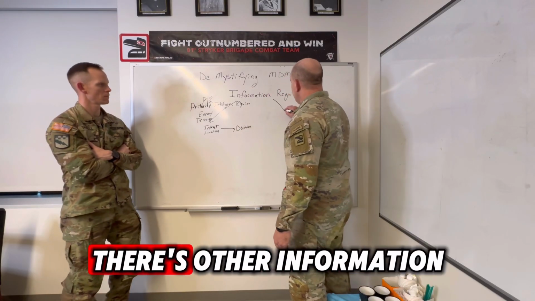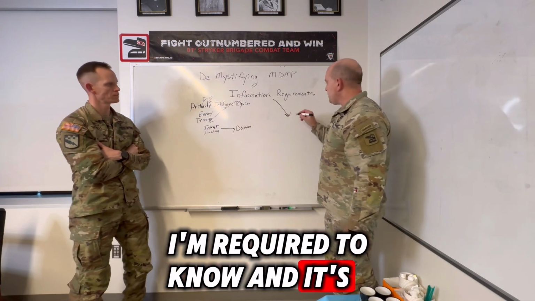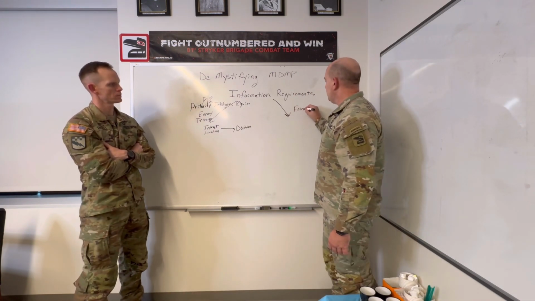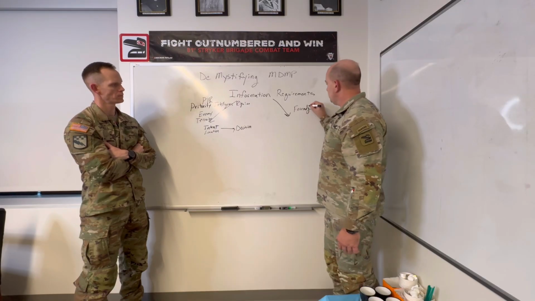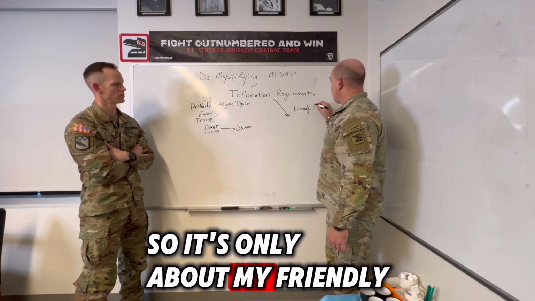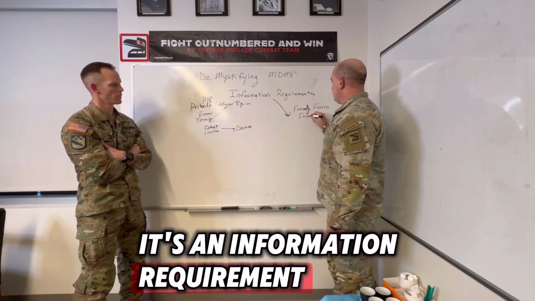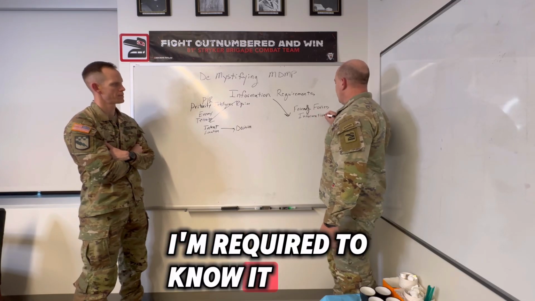Now, there's other information that I need to know about myself, that I'm required to know. It's about myself, so it's friendly. Now, is it intelligence? No, sir. Well, not to me, because it's my own information. So it's about my friendly forces. It's an information requirement. I'm required to know it.